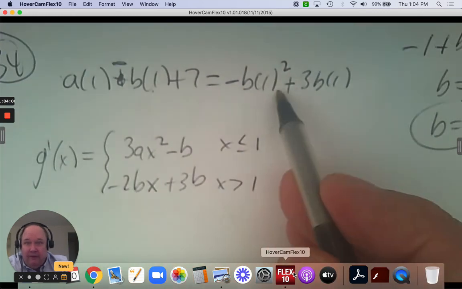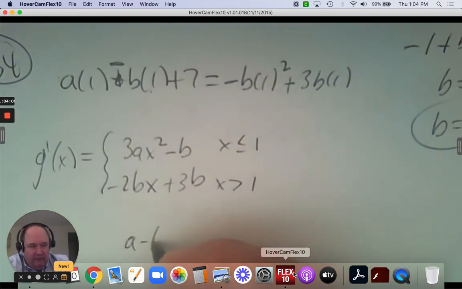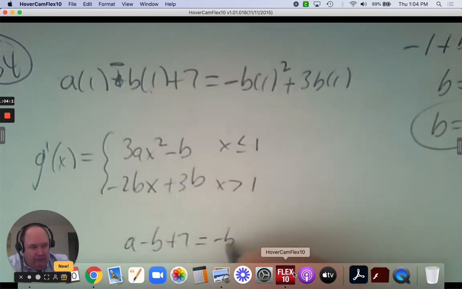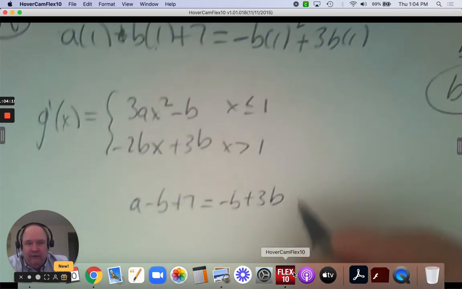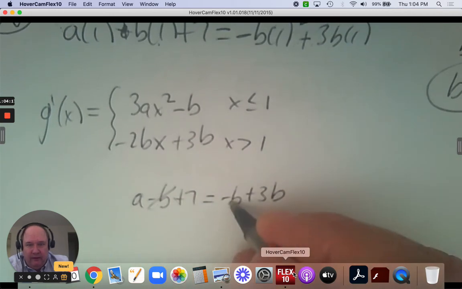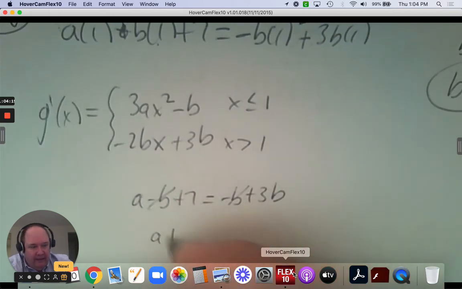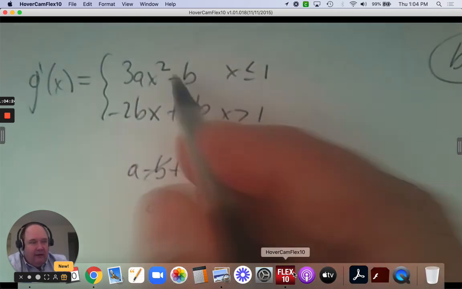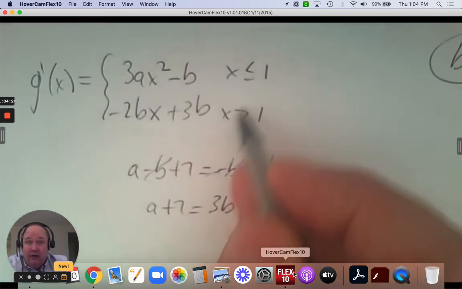Now simplify the top here. This is a subtract b plus 7, -b plus 3b. So combine like terms here. Notice that I can just cross out the negative b's. So I have a plus 7 equals 3b. That's good enough for now. I'm going to do the same thing here. I'm going to plug 1 into the top and 1 into the bottom.